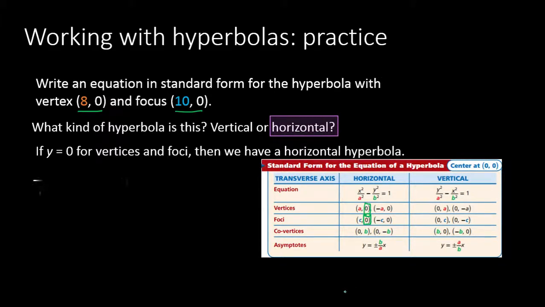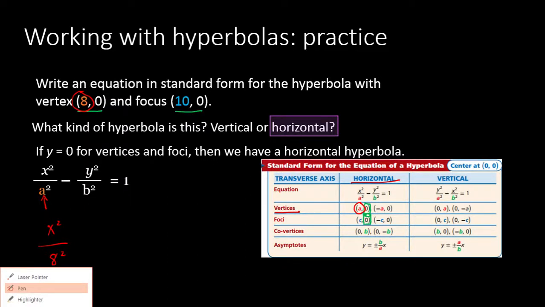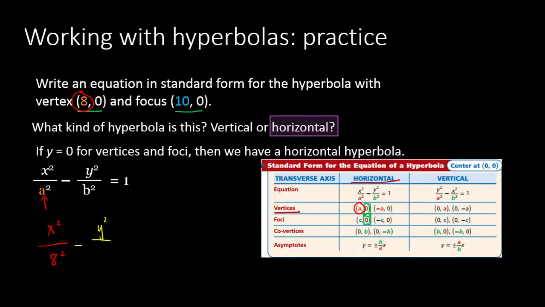Now, a little trickier this time, because notice that once again they gave us a, because a is the x value of the vertex when we have horizontal hyperbolas. So I know that a is going to be 8. But now I need to fill in b. How am I going to figure that out? I don't know the covertex. What I do know is the focus, which is 10. So how am I going to proceed from here?